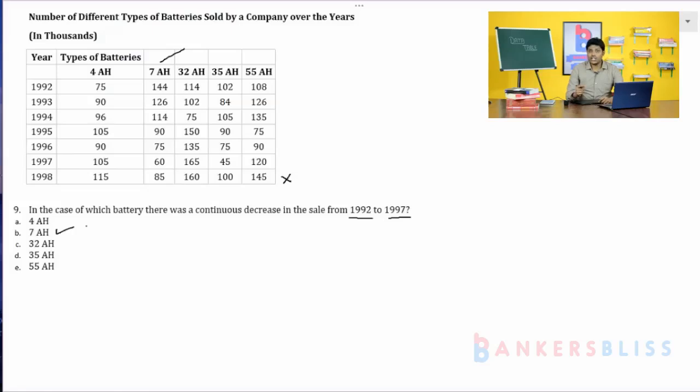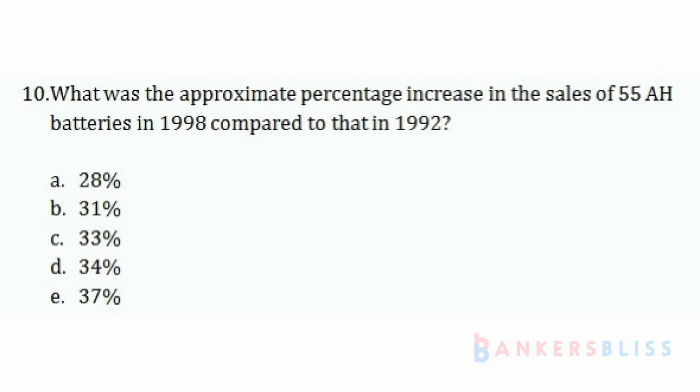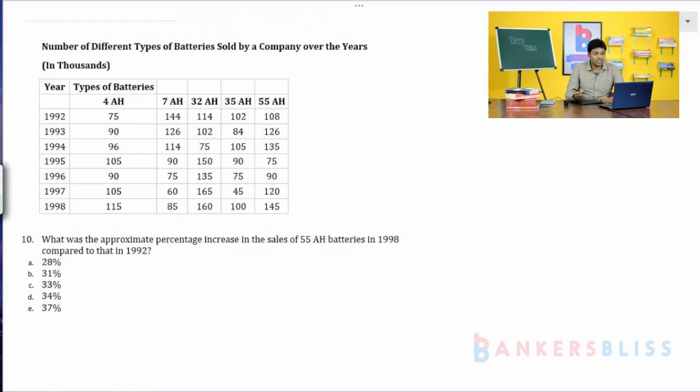Fine, let's go to the next problem, problem number 10. What was the approximate percentage increase in the sales of 55 Ah batteries in 1998 compared to that in 1992? So approximately how much percent has the sales of 55 increased in 1998 compared to 1992. They are comparing with 1992 data of 55 Ah. 1992 the data is 108, 1998 is 145. With respect to 1992 I have to calculate, so 1992 data is 108.